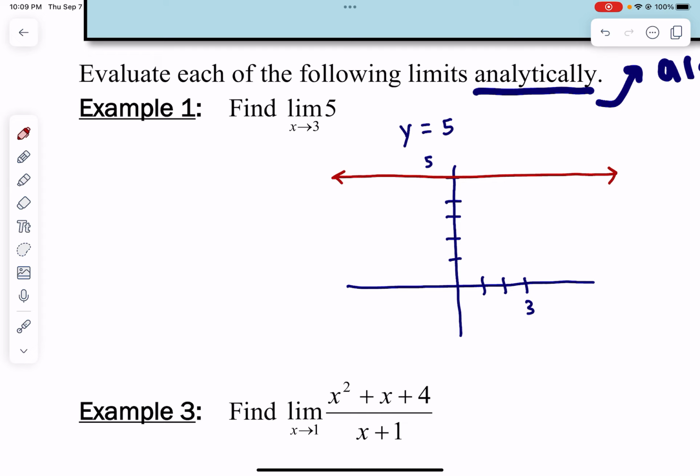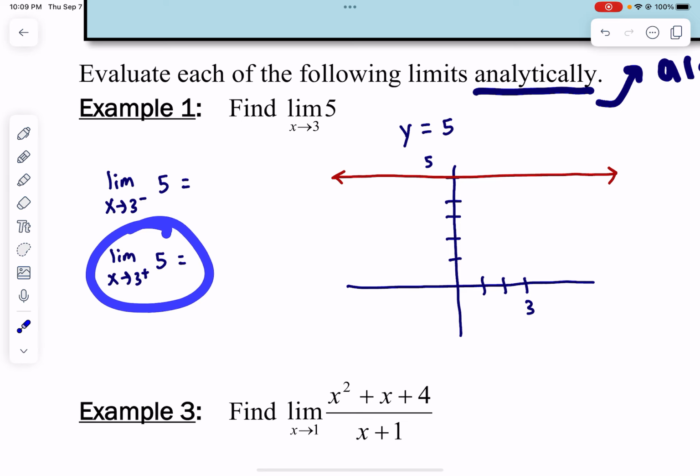All right. So now let's look back at our limit. So our limit is telling us to approach 3. So the first step you want to always do when you're evaluating limits is to make sure that you test the left-hand limit and the right-hand limit. Okay. So for this problem, we'll look at the left-hand limit and the right-hand limit.